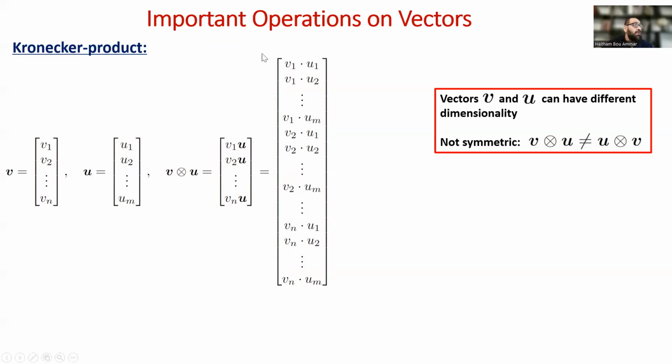Now, how do we multiply those together? In order to multiply them, we just need to multiply an alpha, or v1 in this example, by the whole vector u. That means we just need to multiply v1 by every component in that vector u. So you will get v1 u1, v1 u2, up to v1 um. So this chunk is just dealing with the first component of v.